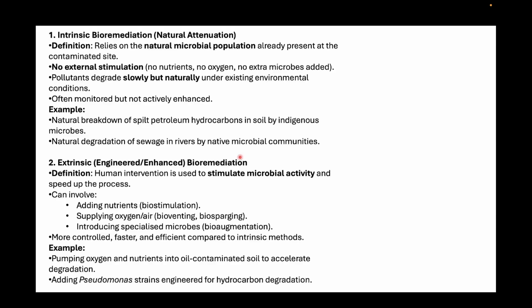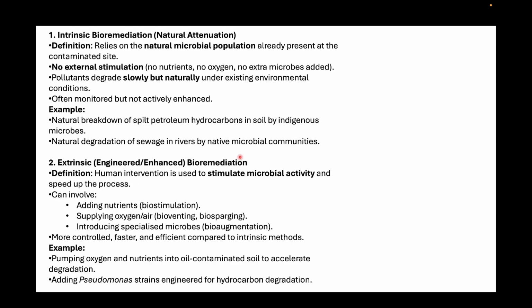For example, natural breakdown of spilt petroleum hydrocarbons in soil by the indigenous microbes present in the soil, natural degradation of sewage in rivers by native microbial communities. These are examples of intrinsic bioremediation. Now, what is extrinsic bioremediation? Human intervention is used to stimulate microbial activity and speed up the process.